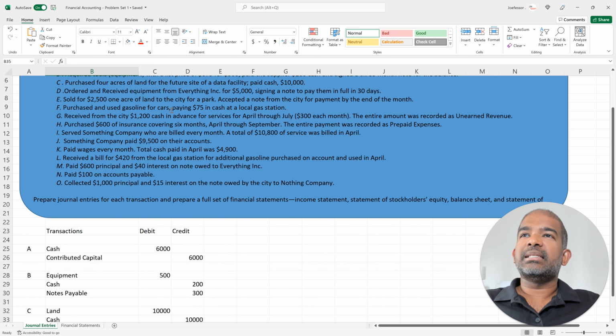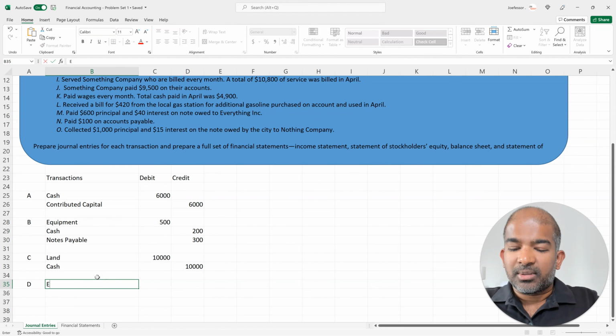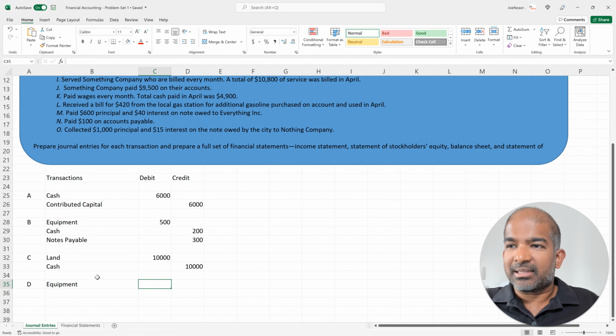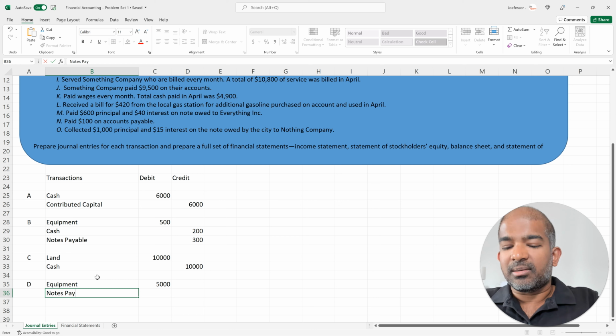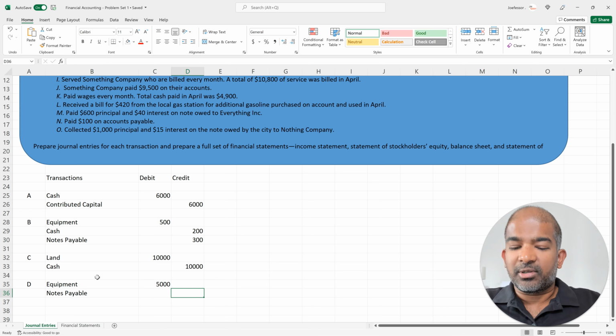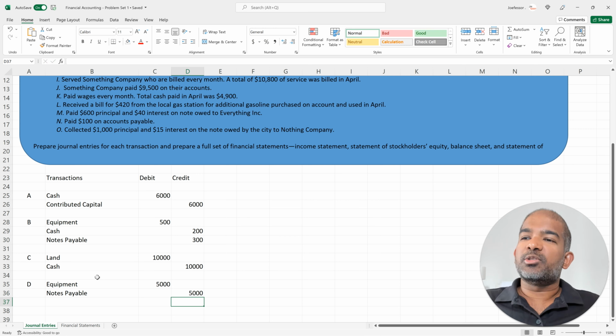The firm ordered and received equipment from Everything Incorporation for $5,000, signing a note to pay them in full in 30 days. So the firm receives equipment worth $5,000, for which they will be signing a note to pay them later. So equipment is an asset, and hence I'm going to debit it by $5,000. I'm not paying cash yet. I'm signing a notes payable, promising to pay them later for $5,000. Notes payable is a liability, and hence it's credited.